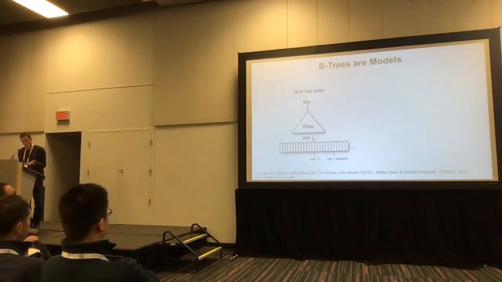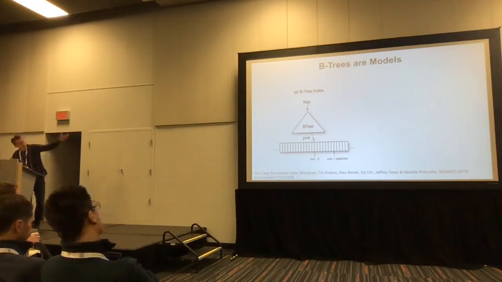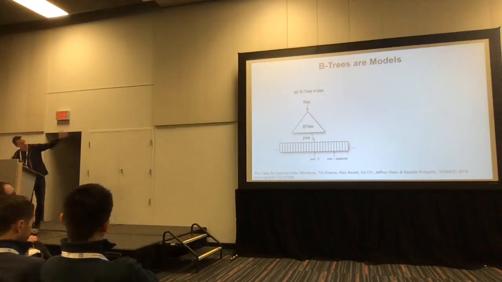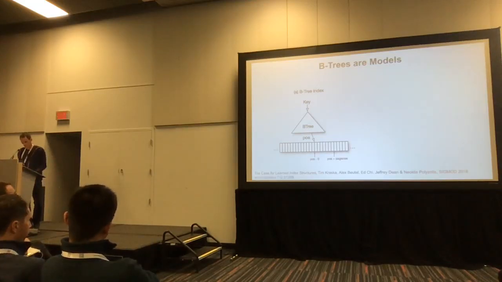And so if you think about it, a B-tree really is a model that allows you to take in a key and then give you an approximate position of where that key must be in some sorted data structure, be it a sorted disk table or maybe an in-memory data structure. And so you know that if you get to this bottom part of the B-tree, that key will definitely be somewhere within that page of data.